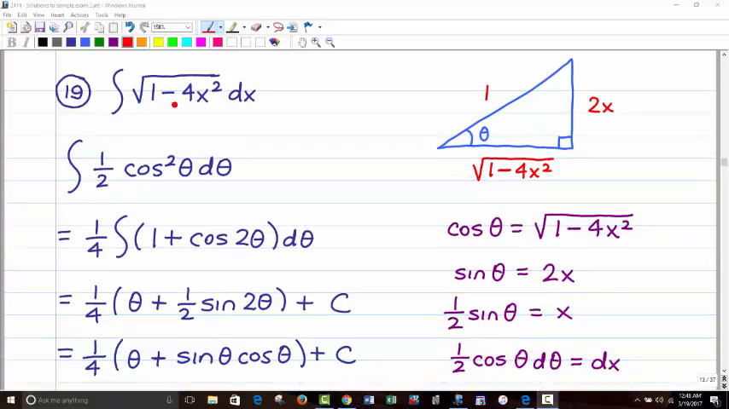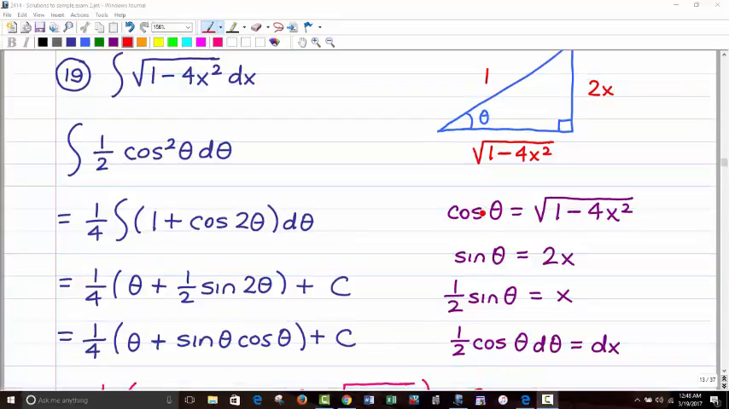So remember, everything in this triangle has to be represented. We always have to get x. Notice there's no x in here other than in the radical, there's no x term by itself, but we always have to get x because dx is the derivative of x.